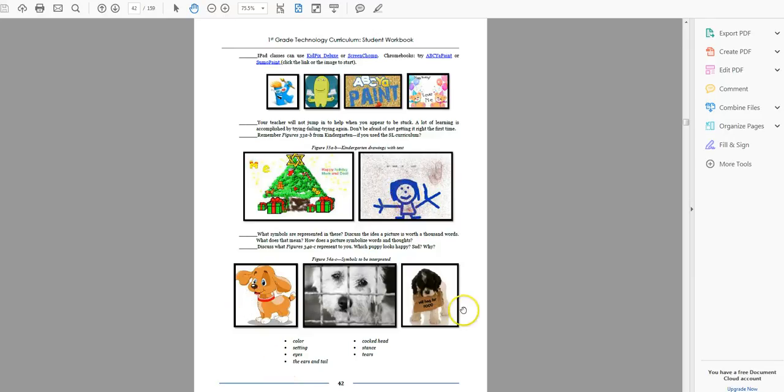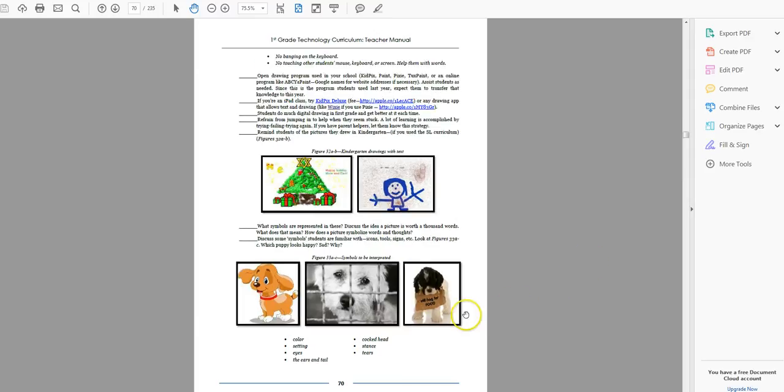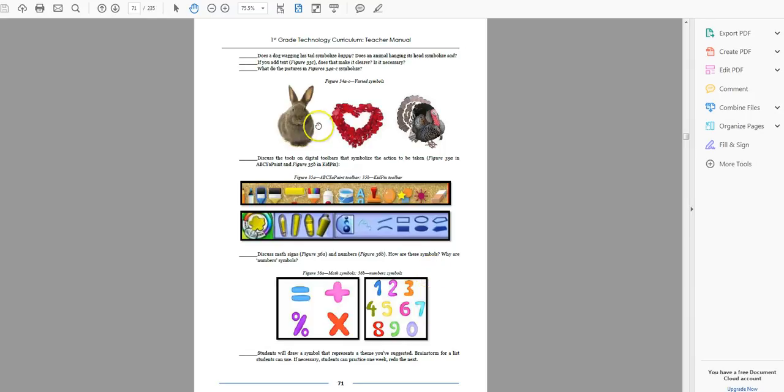Then you look at these symbols down here. They're not so much traditional symbols as being able to look at a picture and come away with a bigger, fuller understanding. So you get an idea from these of something that's going on without having to read anything. So discuss those and have the students talk about that. So this guy looks happy, why? This guy looks sad, why is that? And then if you see a bunny, what's the first thing you think of? If you see a heart, if you see a turkey. So these are symbols of holidays.